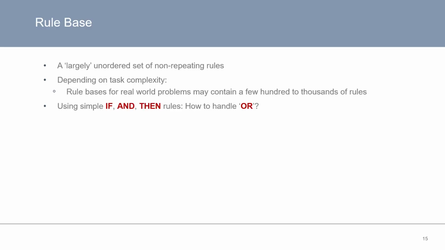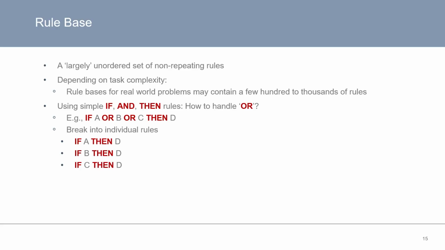Assuming we're using just if-then rules, how would rules generally implement a situation that required "or" scenarios? For example, if we want to say that if A or B or C, then D. Well, in the context of standard rule-based expert systems, we would just break this expression into individual rules. In other words, if A then D, if B then D, and if C then D.